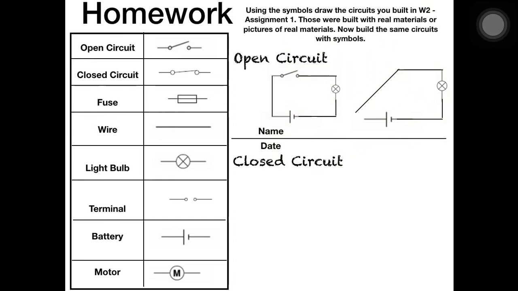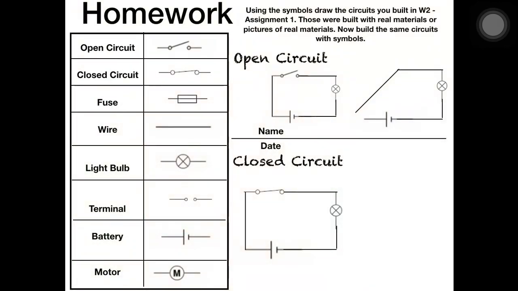Here's another example of an open circuit without a switch. Here we just have wires going, but you can see there on the bottom left that the wires do not touch. So this light bulb will not light as well. This is also an open circuit.